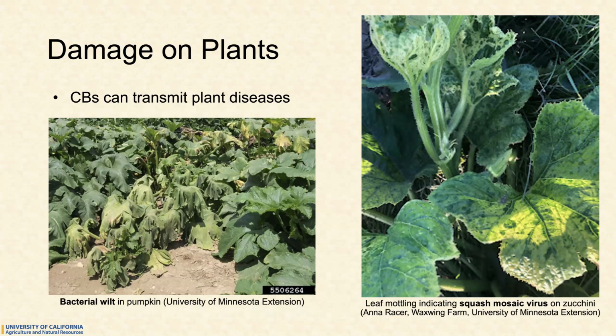And then on the right-hand side, we have leaf mottling that indicates squash mosaic virus on zucchini. That's more of a mottling or stippling. You see those patches of discoloration. These are both just visual symptoms of potential plant diseases. I just want you to know that these diseases can be carried by this insect pest, so it's good to know what these symptoms look like.